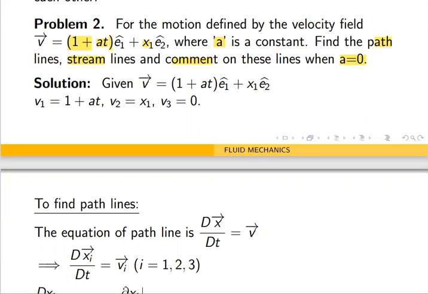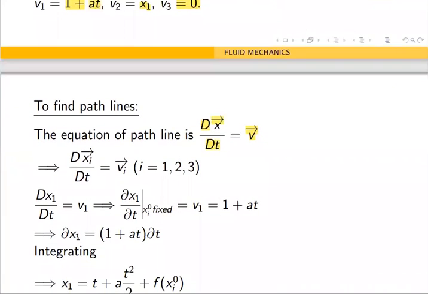Okay, very simple. Let us take what is given. So given V is (1 plus at) e1 plus x1 e2. What is V1? V1 is 1 plus at. V2 is x1 and V3 is 0. So we have to find path lines. The equation of the path lines is dx by dt equal to V. Right. So in component form, we have dxi by dt equal to Vi, i equal to 1, 2, 3, of course. This arrow must not be there because we are writing in terms of components.